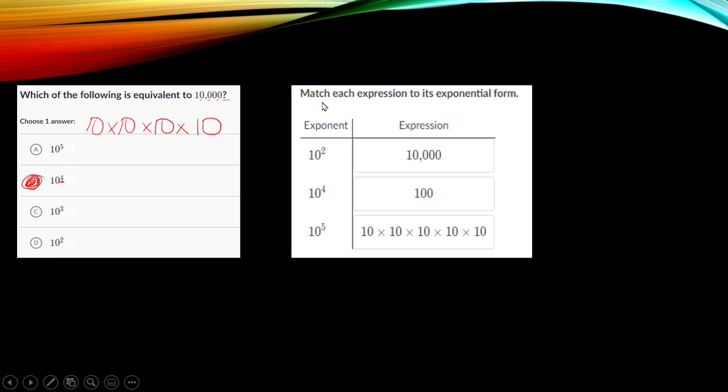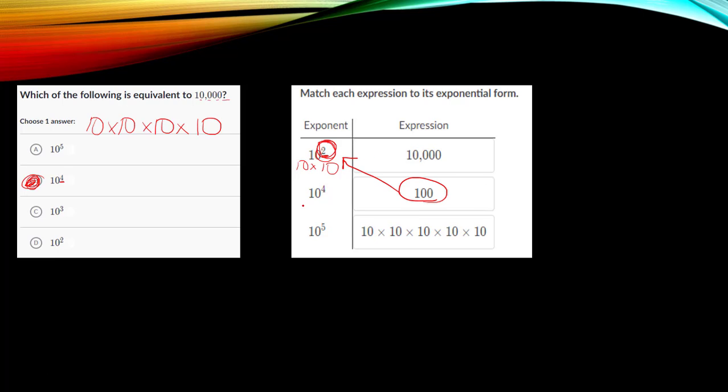All right. Now let's match each expression to its exponential form. So here is our tens with the exponents, and here is its expression. Okay. So 10 to the second power. Since we are dealing with a 10, we can look at just our zeros. It's going to give us 2 copies, 1 copy, 2 copies, which means it will have 2 zeros. So this 100 would match 10 to the second power.